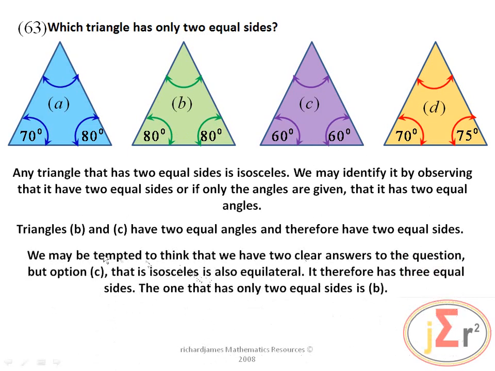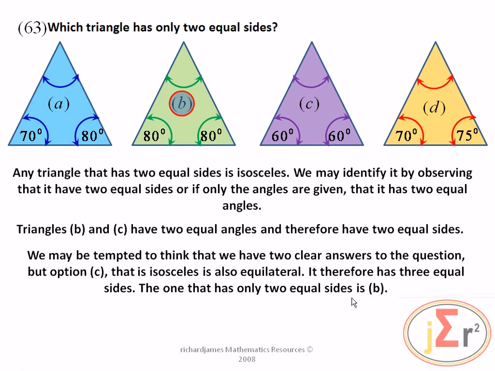We may be tempted to think that we have two clear answers to the question. But option C, that is isosceles, is also equilateral. So this triangle is not only isosceles, but it is equilateral. It therefore has three equal sides. The one that has only, so only is the word that we have to pay attention to, only two equal sides is B.